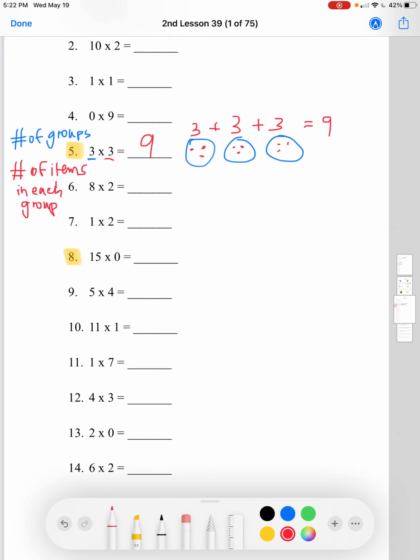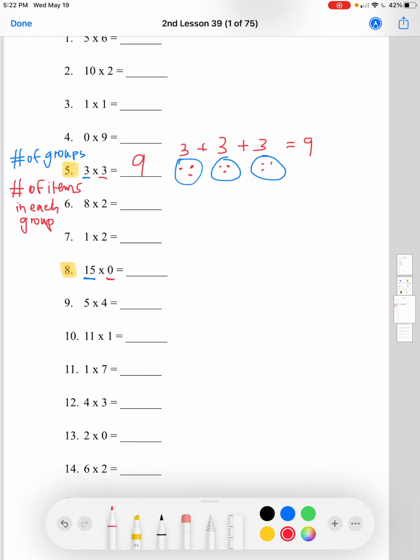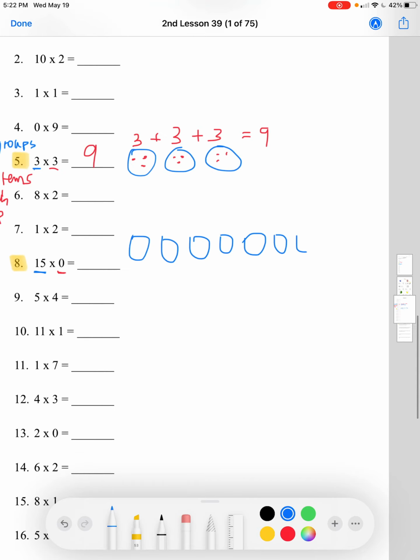Let's go over number 8. It says we have 15 times 0. So again, the first number is the number of groups, and the second number right here will be the number of items in each group. So let's draw 15 groups. 1, 2, 3, 4, 5, 6, 7, 8, 9, 10, 11, 12, 13, 14, 15.